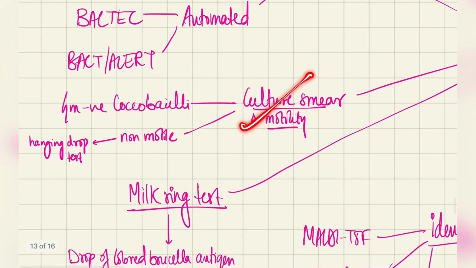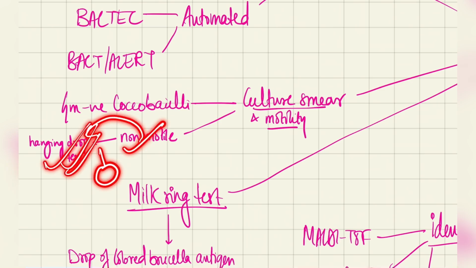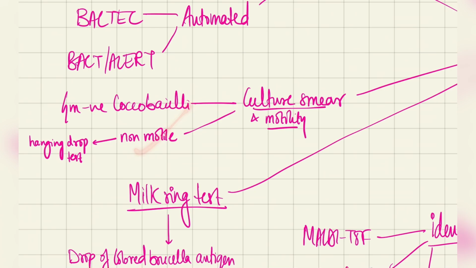Culture smear and motility testing will show, as we know, gram-negative coccobacilli as we discussed, and this organism is non-motile. How do we know that? We do a hanging drop test, which shows a non-motile organism.